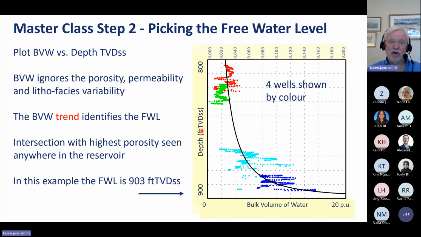Now, as BVW ignores the porosity, permeability, and lithofacies variability, it will give you a very simple curve. So even though in these 4 wells I've got a lot of variability, when you plot them on this plot, you get a curve. And this defines your free water level. So the trend gives you the free water level. But as this curve goes on forever, we take the highest porosity we see anywhere in the reservoir, and we say that is our free water level. So in this example, the free water level is 903 feet TVD subsea. So that is important.